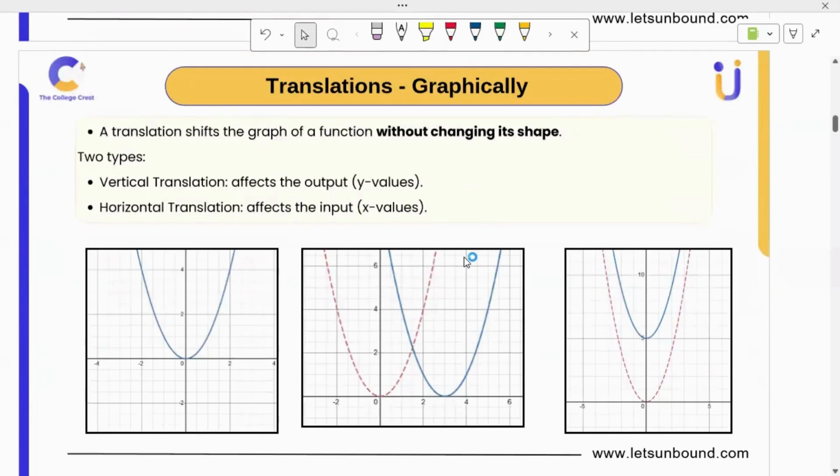Translation will shift the graph, so the exact shape will be preserved. The parabola will still look like a parabola, exactly how wide it is, how tall it is, everything is the same, just the location will change. There are two kinds of translation. Vertical translation affects the output values, and horizontal translation affects the input x values.